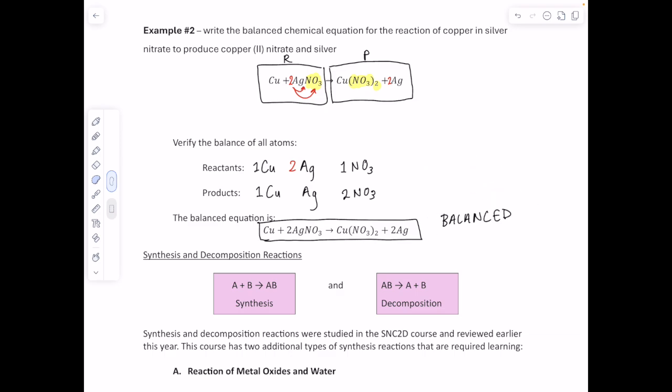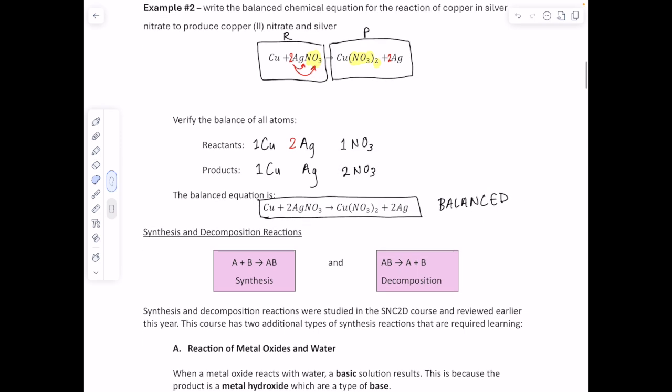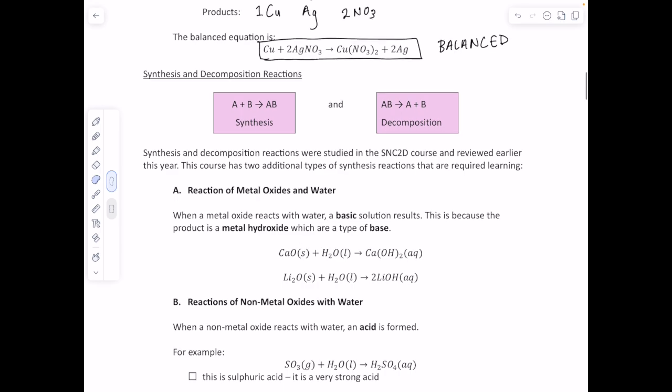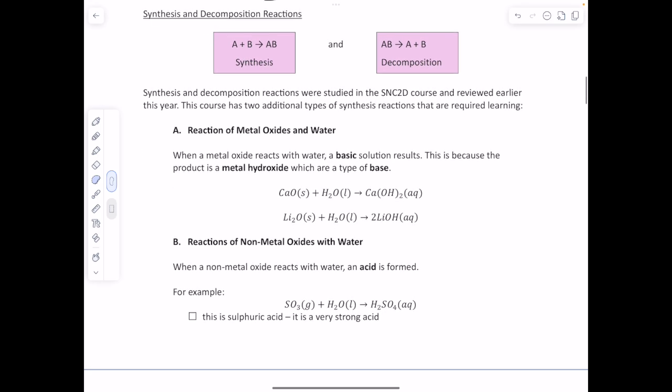We're going to look at different types of chemical reactions that are summarized into different groups. The first types are synthesis and decomposition reactions. Synthesis reactions are reactions in which 2 entities come together to form 1. Decomposition reactions are the opposite, where 1 entity decomposes into 2.